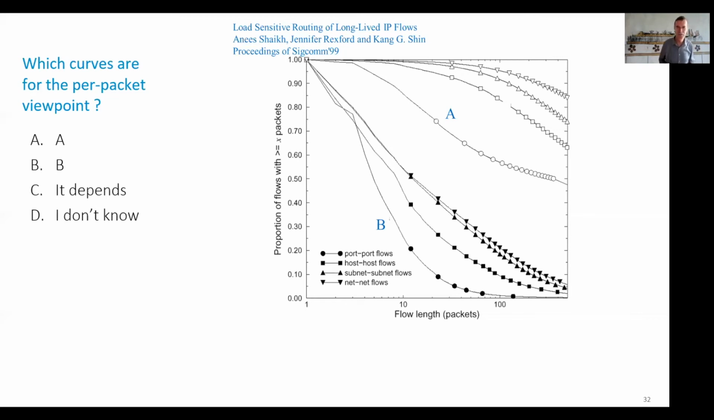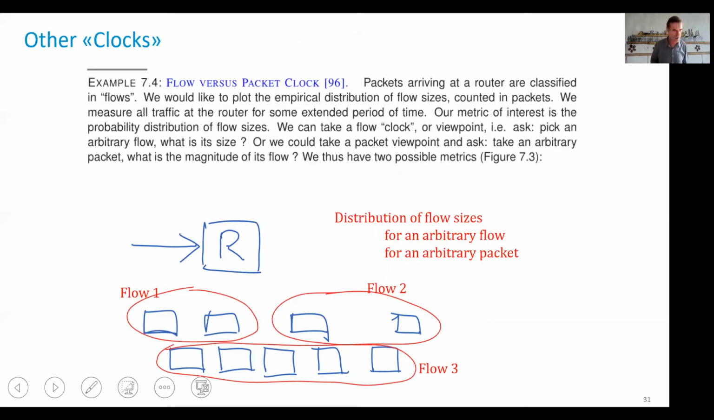I close in 1 second. And the majority says B, which is the wrong answer. Think about what happens here. If you ask the packets, in which flow are you? You will have 5 packets. What is the size of the flow that you're in? You will have 5 packets that will answer, I am in a flow of size 5. Here you will have 4 packets who will say, I am in a flow of size 2. So you see that the median will be 5. More than the majority says 5.